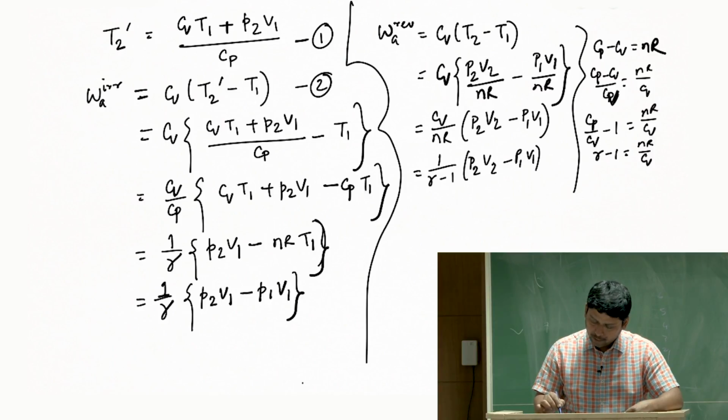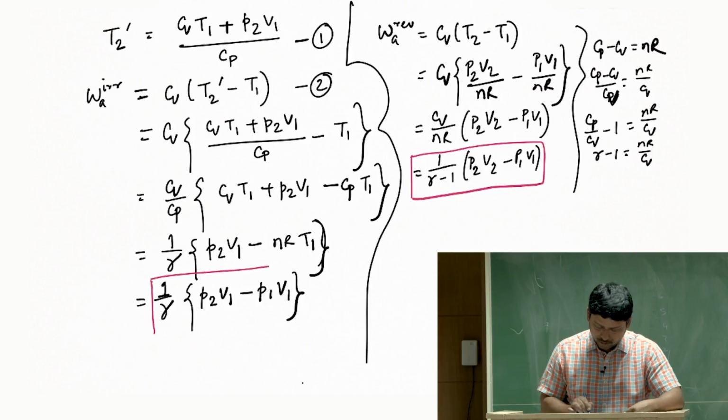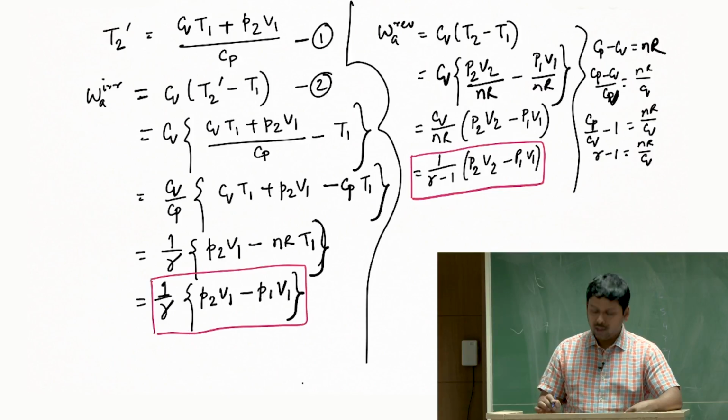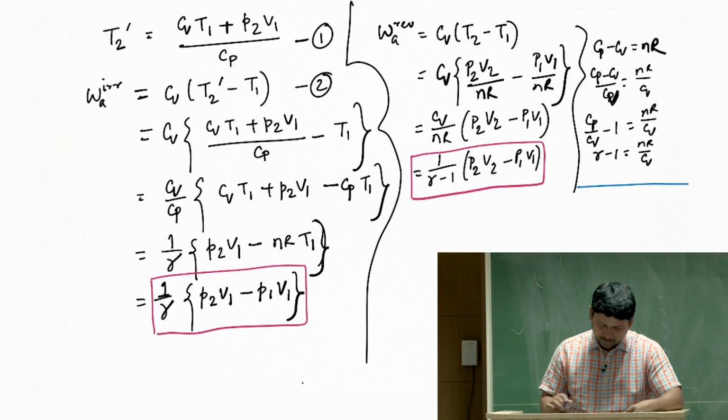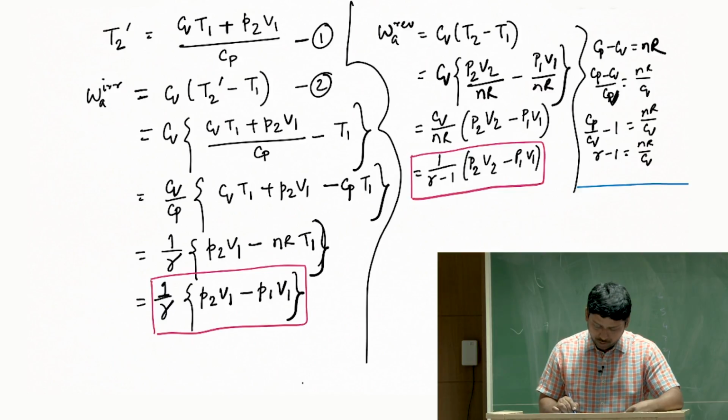Now, we got the expressions for the reversible adiabatic process and the irreversible adiabatic process. Now, let us compare between them and see which is more and which is less. Let us start with the irreversible adiabatic process. We see that the irreversible adiabatic work is 1 by gamma times (P2 V1 minus P1 V1).